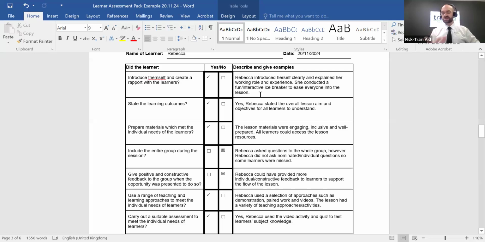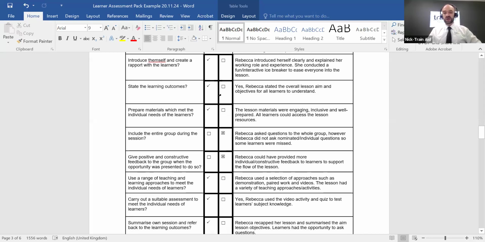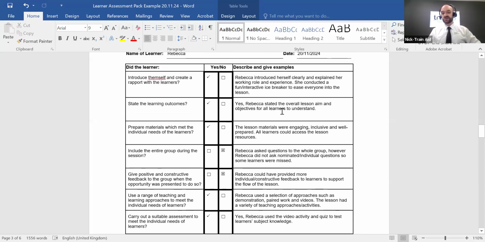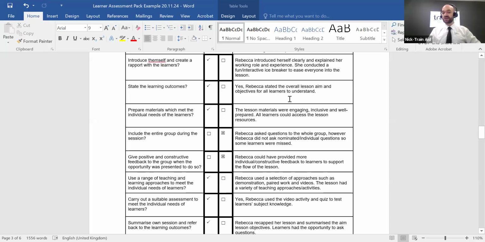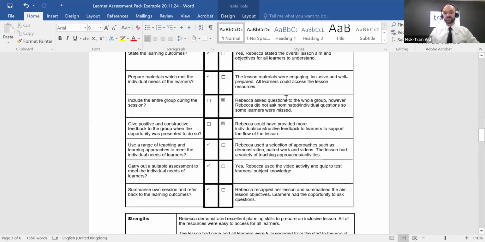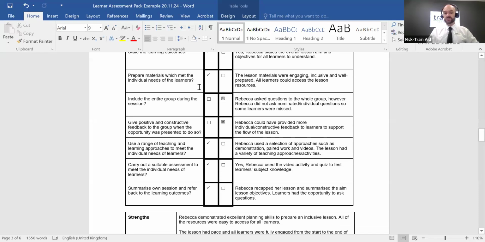My advice is that an icebreaker should typically be 1 to 2 minutes, and then you continue with your lesson. Did the learner Rebecca state the learning outcomes? Yes, she did. She provided the overall aim and outcomes of the lesson, so very clear. Question 3 is prepare materials which met the individual needs of the learners. I have put yes. The lesson materials were engaging, inclusive, and well prepared. All learners could access the lesson resources.